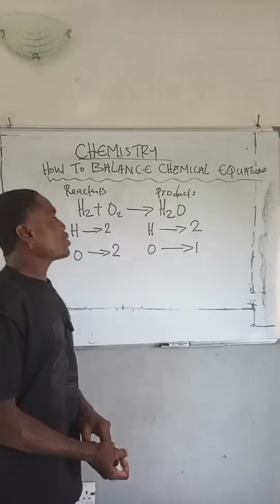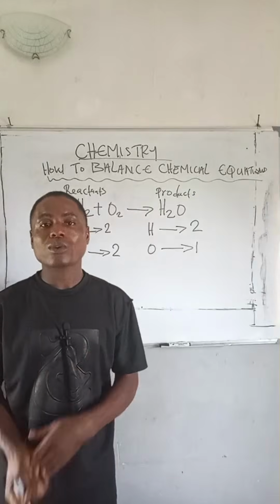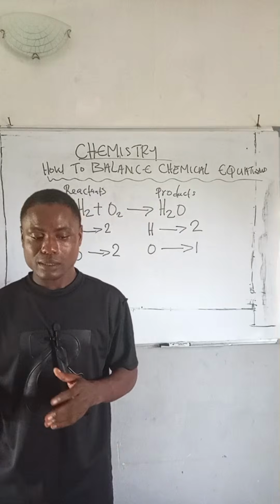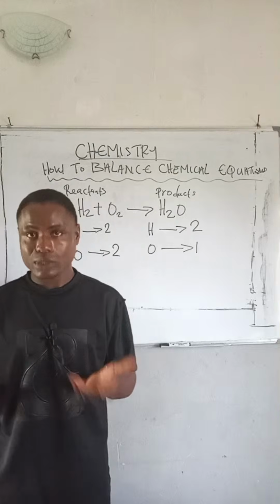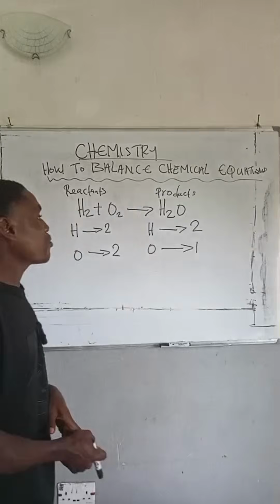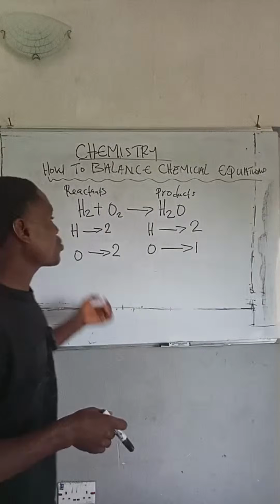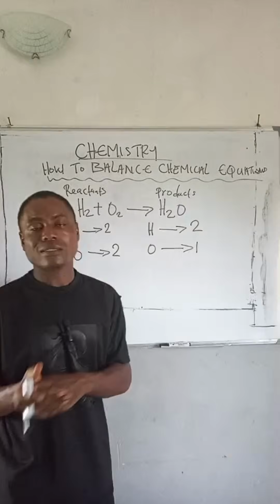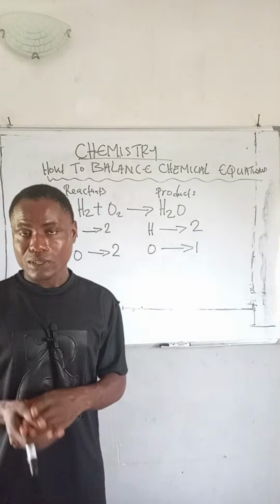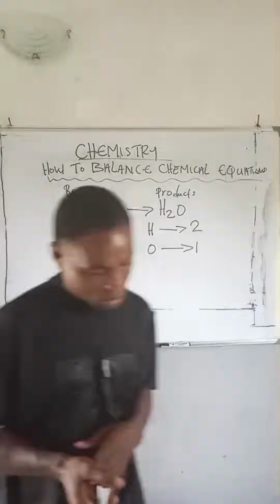The question most of you will be asking is, okay, how can I identify or how will I know that a chemical equation is balanced, right? Now, for you to identify that a given chemical equation is balanced, the atoms on both the left and the right side must be equal. Are you getting it? The atoms on both the left and the right side must be what? Equal.